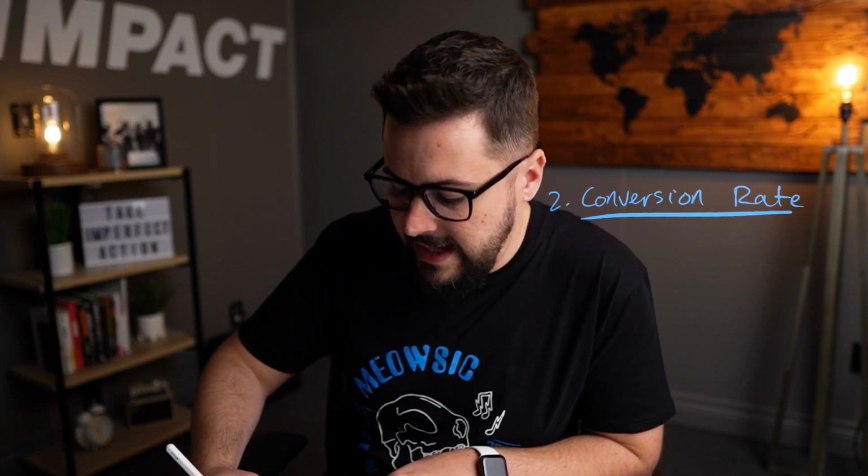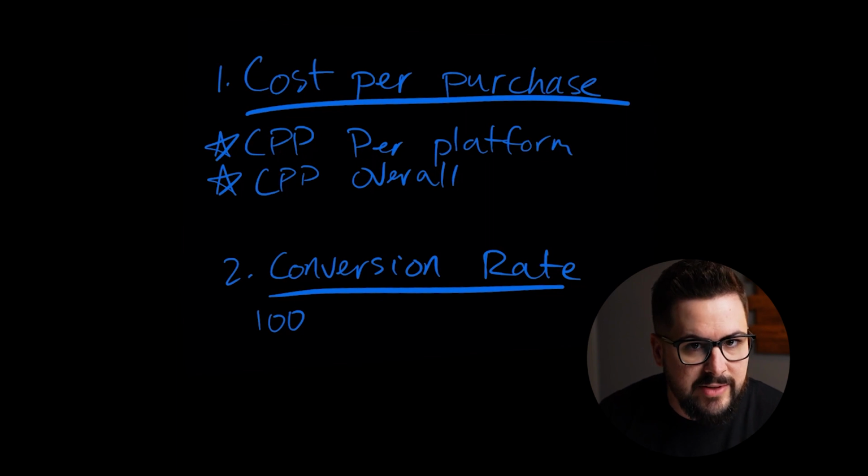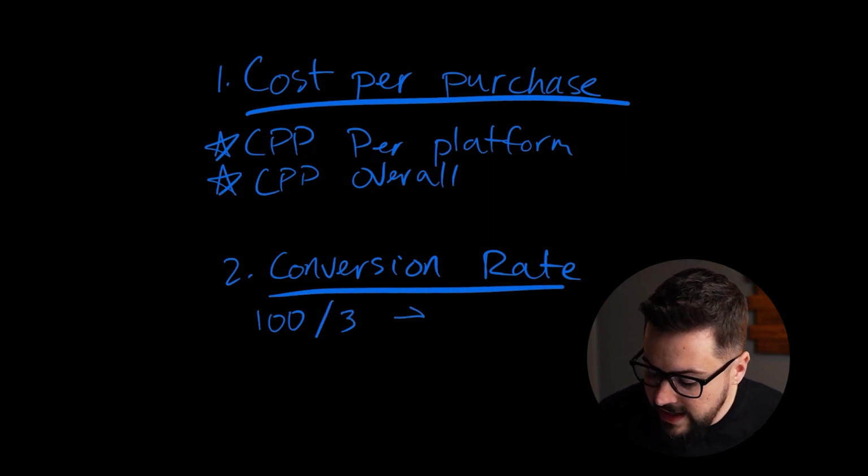So again, I would recommend that you look at this on a monthly basis, but all that you do is you can take the total number of unique visitors. So let's say that's 100 over a given time. You divide that by the number of sales. So let's say you got 3 sales. That gives you a 3% conversion.